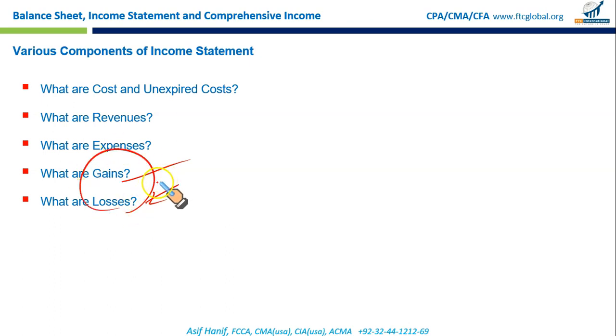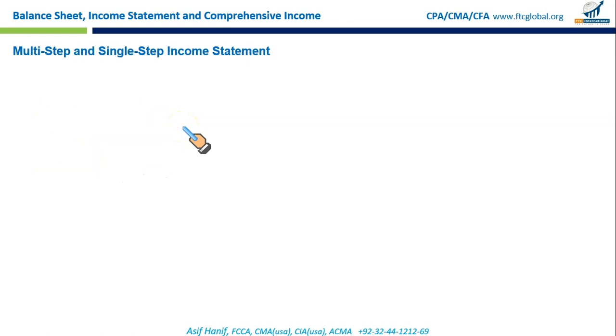And these two are not central. They are just incidental, peripheral transactions. They have little occurrence, but revenues and expenses are central and ongoing, and they keep on repeating every period. Then we have multi-step and single-step income statement.